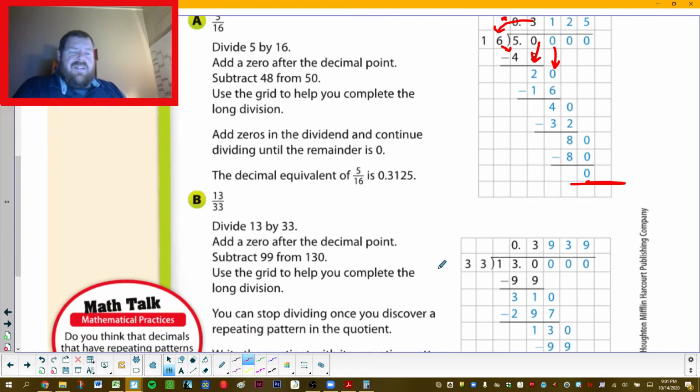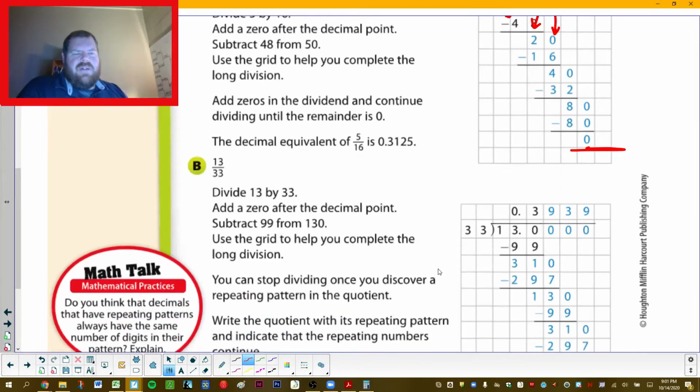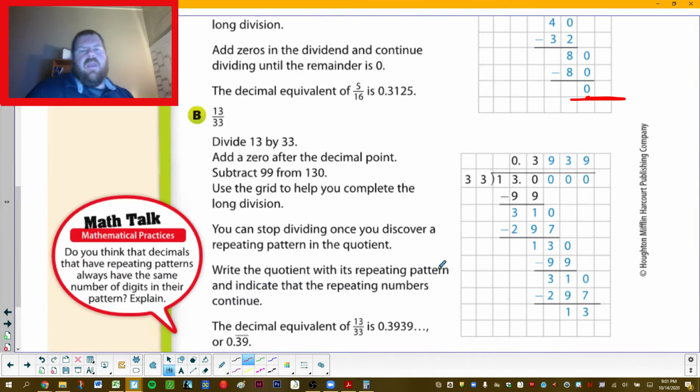And again, hopefully we get to a 0. All right, let's look at this next one. It says divide 13 by 33. Add a 0 after the decimal point. Subtract 99 from 130. We get 31, then bring down a 0 to get 310. And it says to use the grid to help you complete. You can stop dividing once you discover a repeating pattern in the quotient, which is the answer.